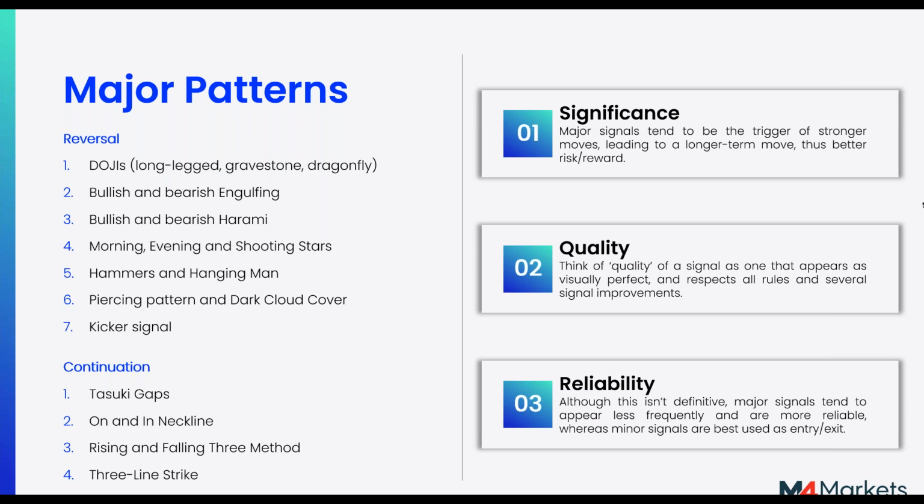Now, a lot of people have a thought, or maybe have learned or experienced somewhere, that the patterns that appear more often are more reliable. This is not the case, because the more often they appear, the more false signals they give, and the less reliable they become. It's like, for example, the kicker signal.